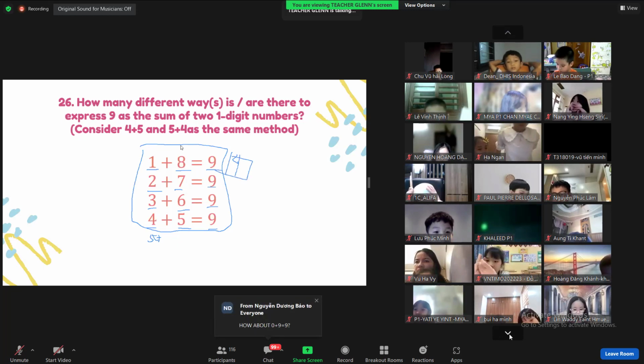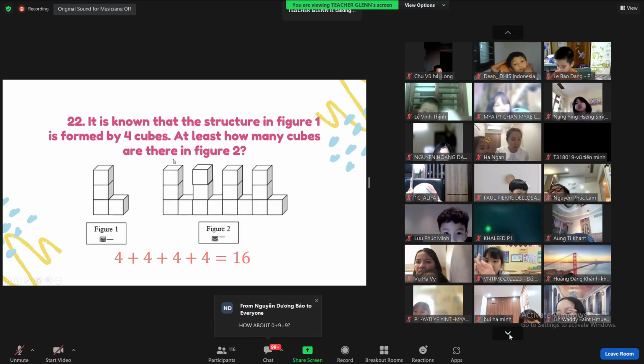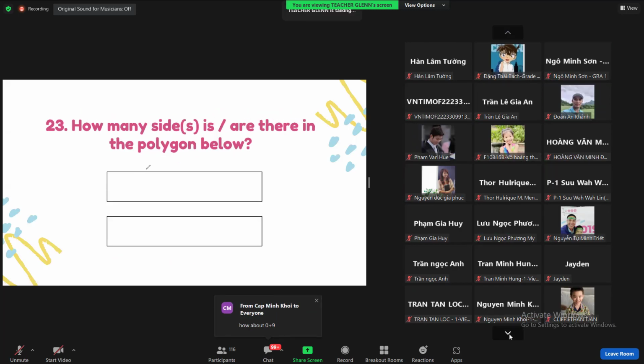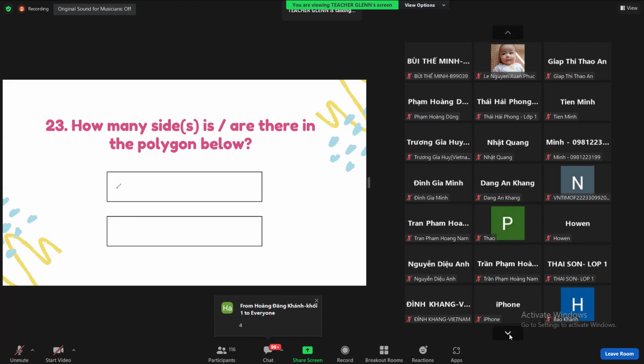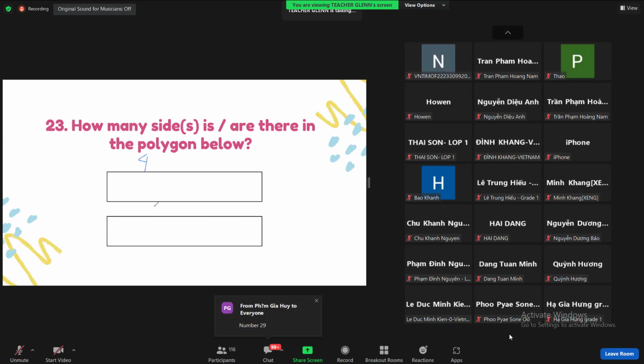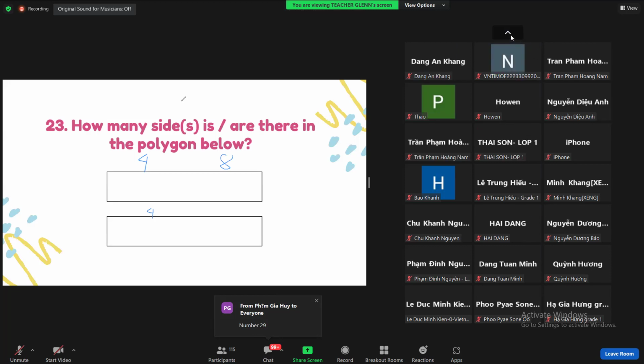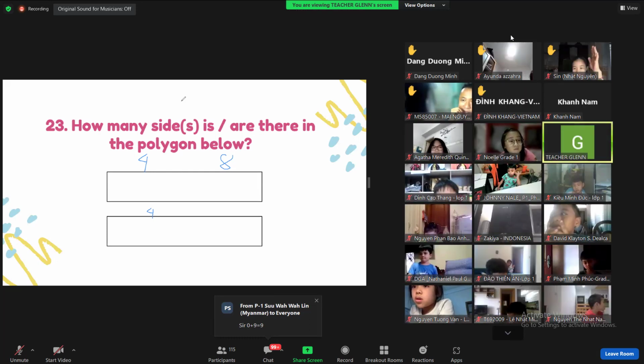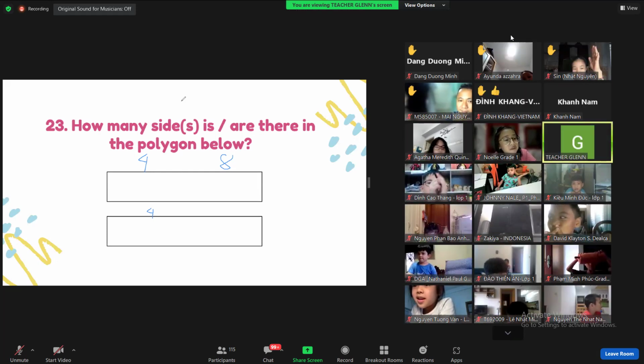And next is number 23. Someone asked about number 23. The answer here is 8. This question is a bit confusing because there are 2 polygons. But the answer here is 4 for this one and 4 for this one. So the answer is 8. Any more questions?